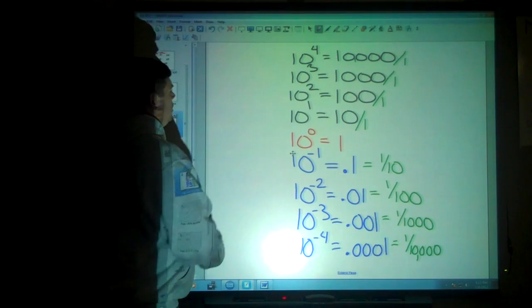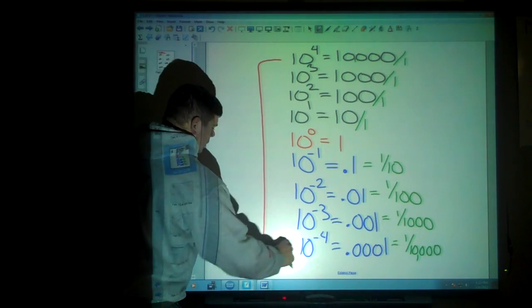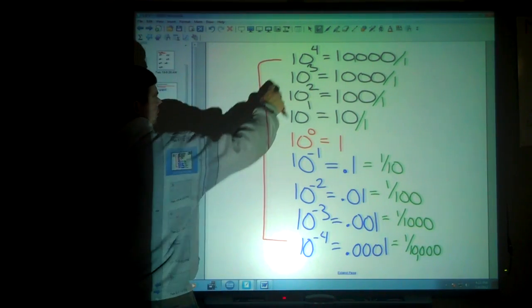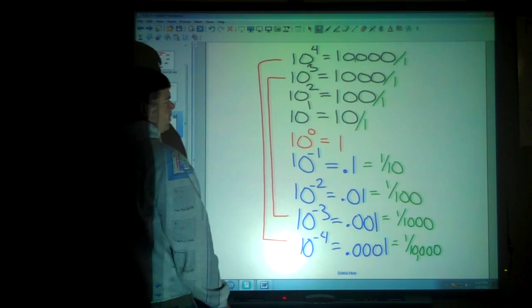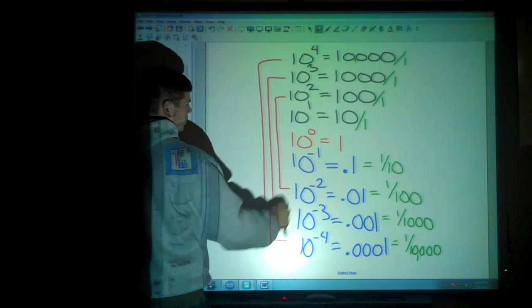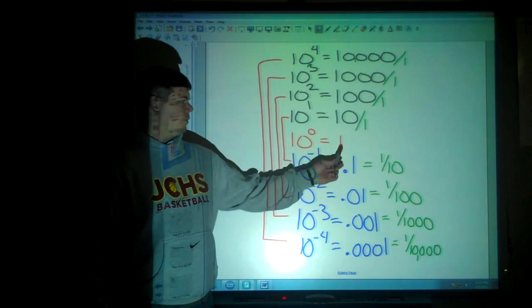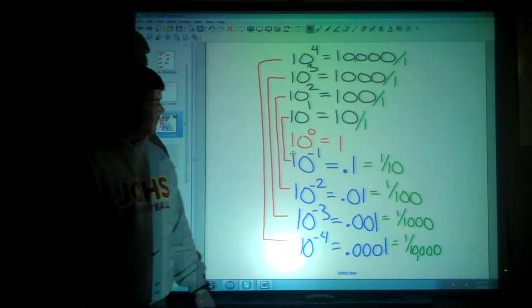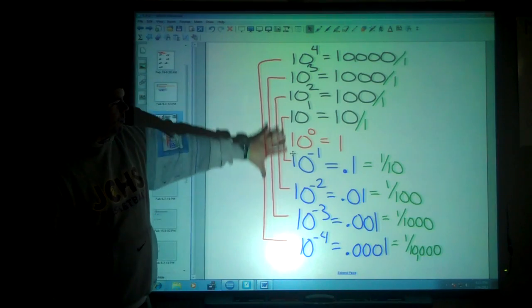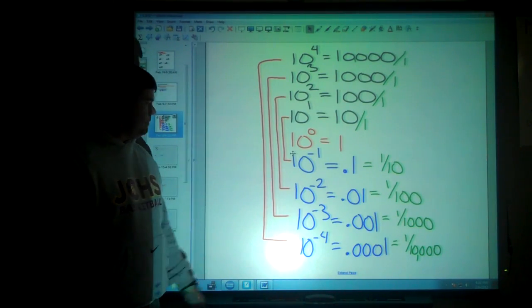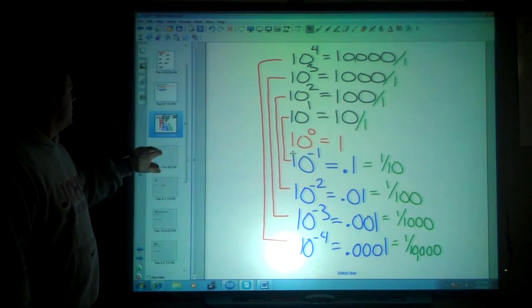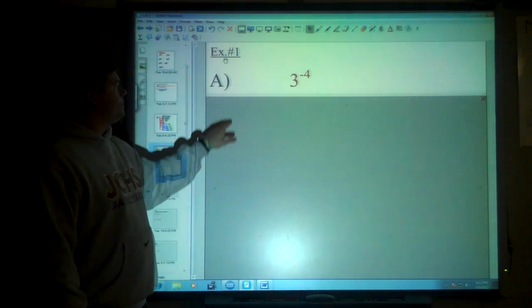So there's a connection between these two. They are reciprocals of each other, reciprocal, reciprocal. And there is no such reciprocal for this, as they just equal 1. So that's the relationship. It's all based on the concept of 10, since our number system is based on 10. So let's try some out.